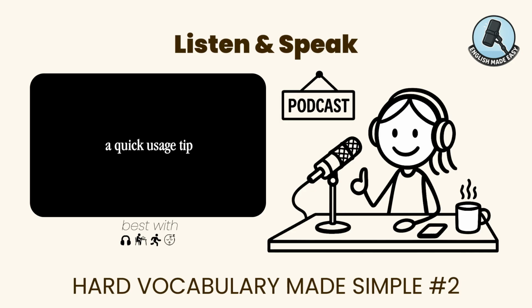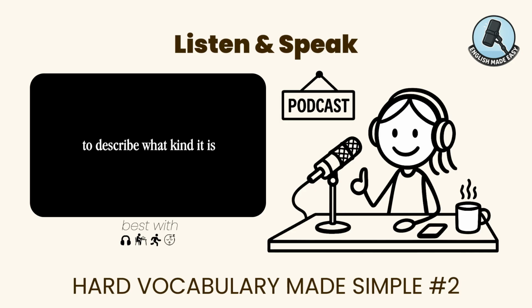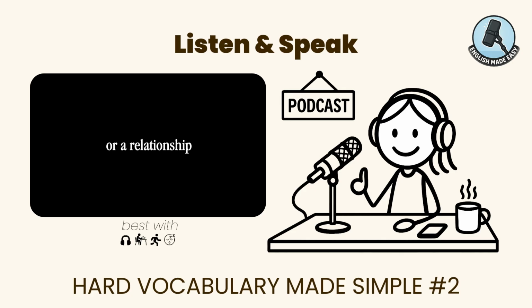A quick usage tip. You'll often see other words attached to scandal to describe what kind it is. For example, a financial scandal is about money. A cheating scandal might be about sports or relationships. A political scandal involves politicians. When you hear scandal, just think, a shocking secret is now public.